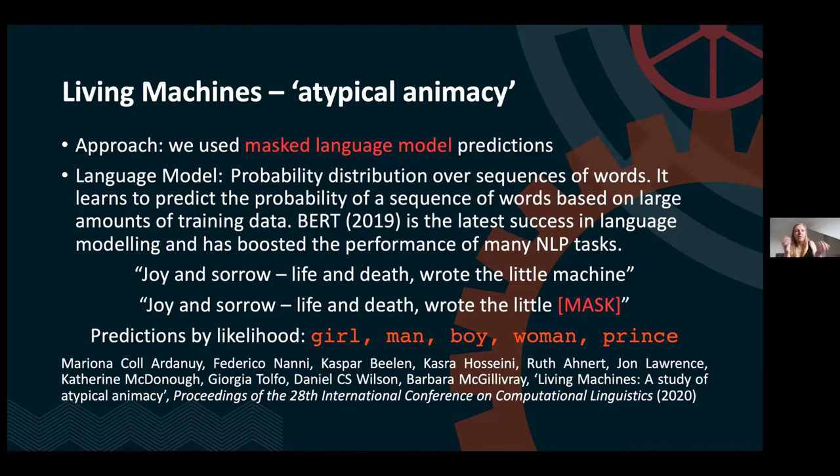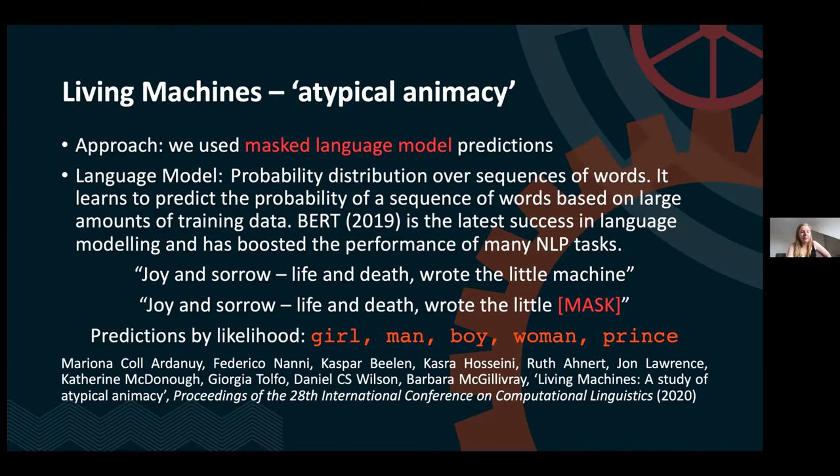"So joy and sorrow, life and death, wrote the little machine." Now tell me what word you think goes in the masked word. Our contention was that if it's predicting words like girl, boy, man, woman, prince, it's detecting something that is expected to have animate qualities there. So we developed the model on the British Library's Microsoft book corpus of 18th and 19th century books. And the method is outlined in our 2020 paper listed at the bottom of the screen. And we're currently working this into a history article as well.